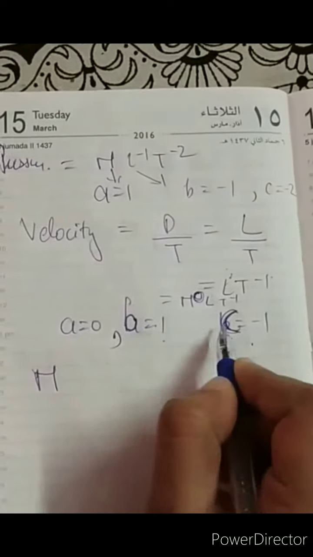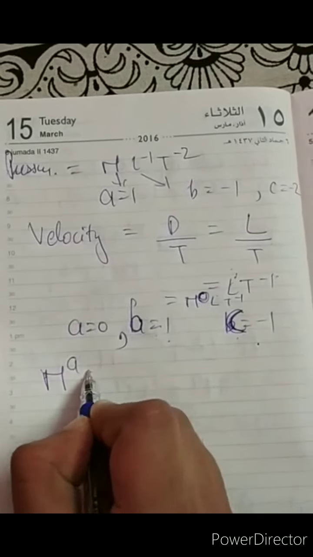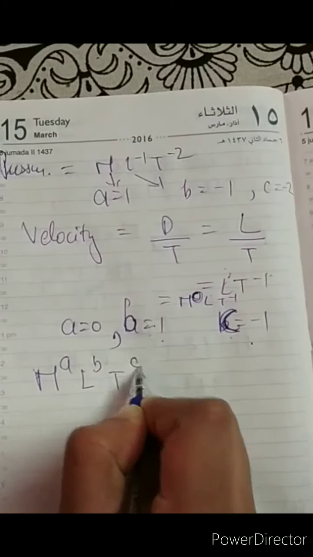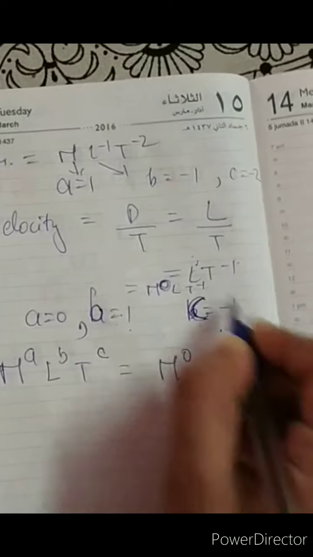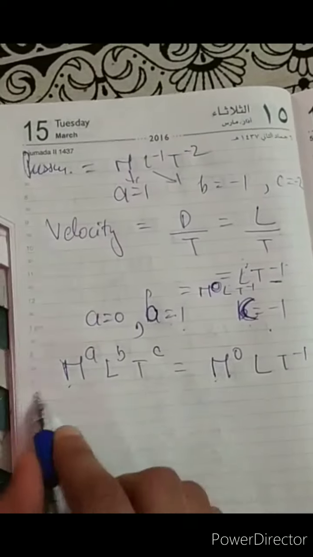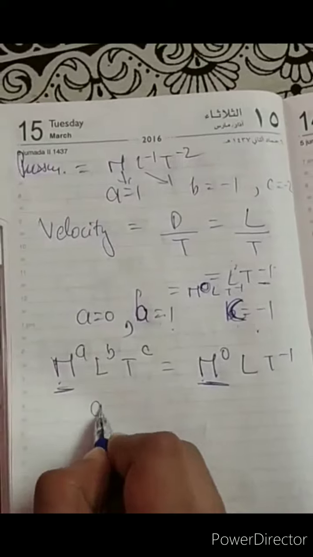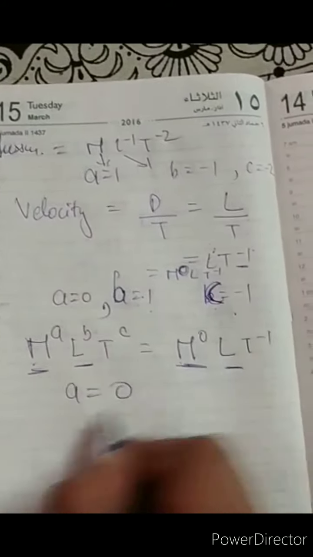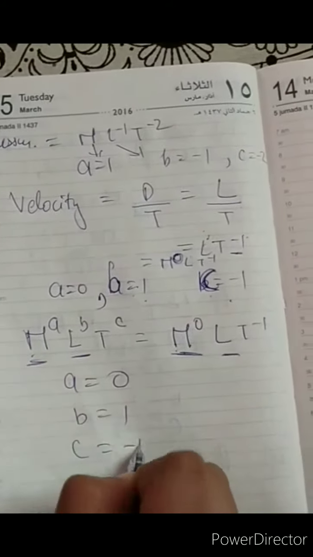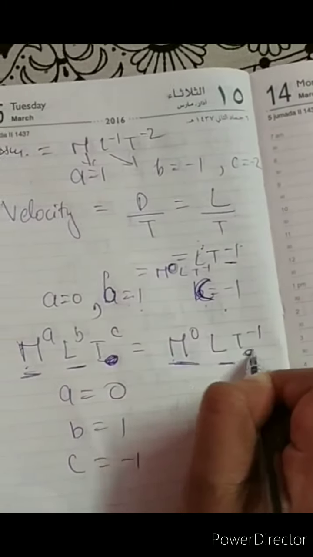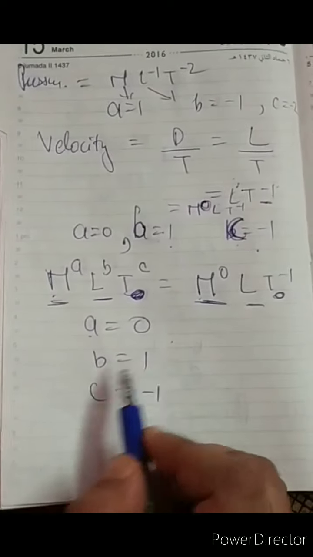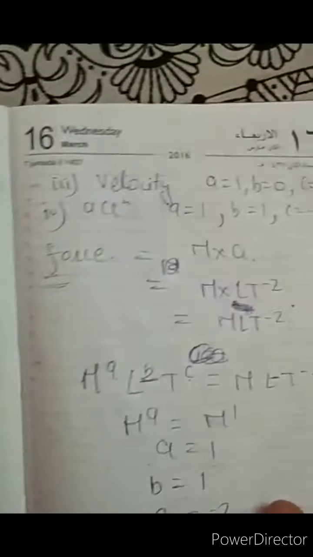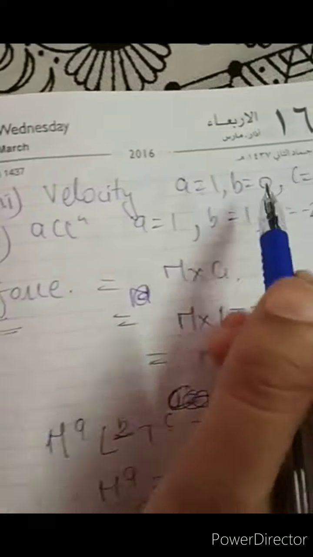I already discussed this in my previous videos, that you have to compare these equations with M to the power a, L to the power b and T to the power c. So compare it with M to the power 0, L to the power 1 and T to the power minus 1. When you compare the same base, the powers can be compared. So I got a 0, b 1 and c minus 1. So again velocity is also incorrect.